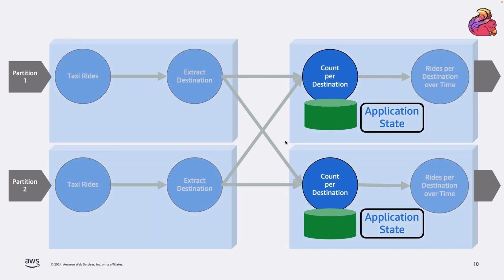Flink is a distributed system which can run on multiple machines. We can partition the data so that all trips to the same destination arrive on the same machine, guaranteeing that the count of a specific destination is on a single machine. The application state can actually be stored on the machine itself. The benefit to doing this is so that we don't have to make remote calls to a data store in order to update the count.